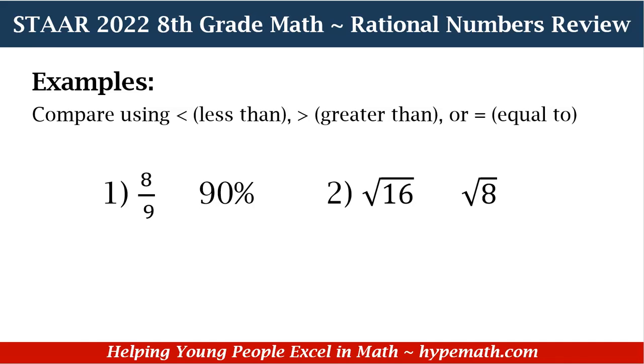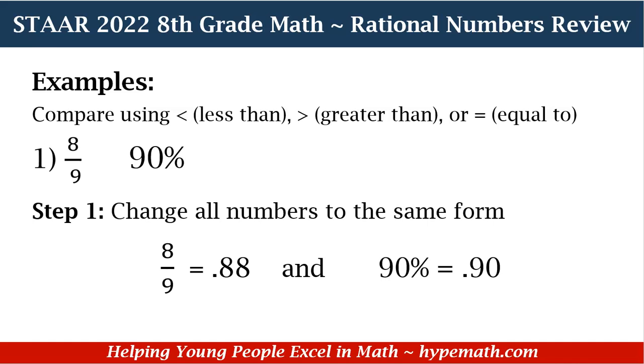Whenever comparing using the inequality sign, remember the inequality sign always opens up, or the alligator mouth always opens up to the greater number, okay, or the bigger number or the larger number. So for 8/9 and 90%, what we're going to do is convert both of the numbers to decimals, okay? 8/9 is equal to 0.88, and 90% is equal to 0.9 or 0.90.